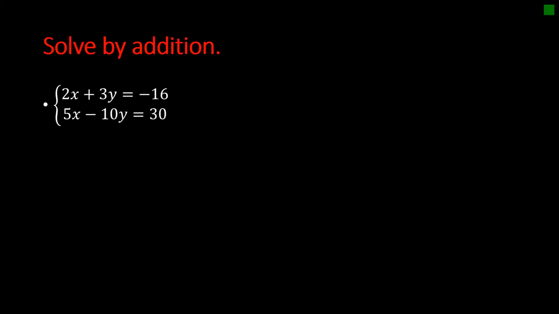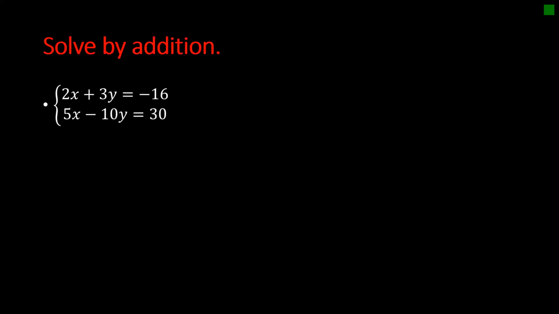Let's look at another one. 2x plus 3y equals negative 16 and 5x minus 10y equals 30. Well, this is not set up in a way that when we add both equations together, one of the variables drops out. But that's okay. We can multiply one or both of the equations by a number so that happens. So here, we're going to choose to eliminate the x.